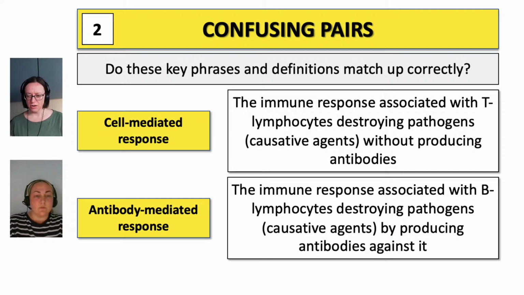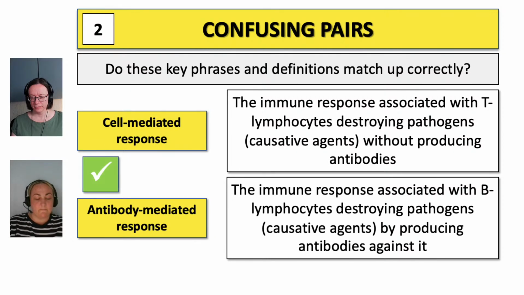I think that these are the correct way around because my main reasoning is in the second one. It says the immune response associated with B lymphocytes destroying pathogens by producing antibodies against it. I think that sounds like an antibody mediated response to me. Whereas the top one says without producing antibodies, so I think that's the cell mediated response. Shall we see the answer? Yay, well done, Liz. You give yourself a round of applause.